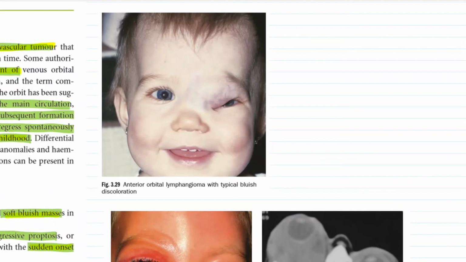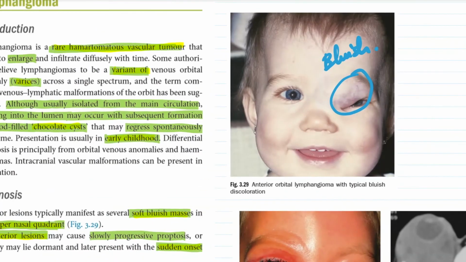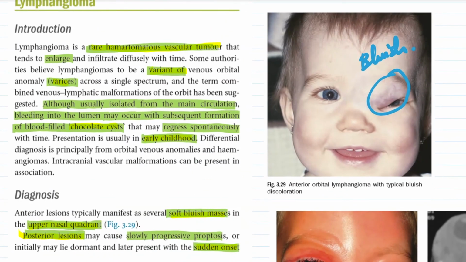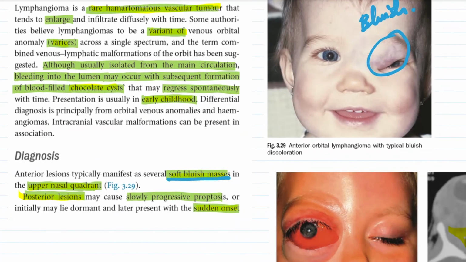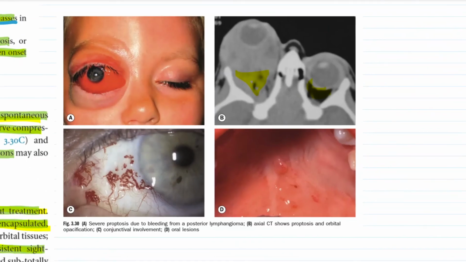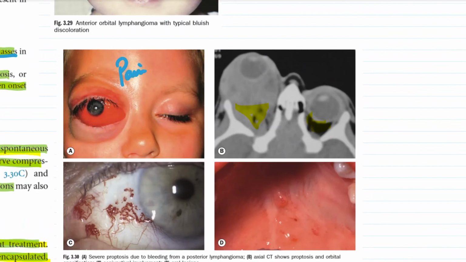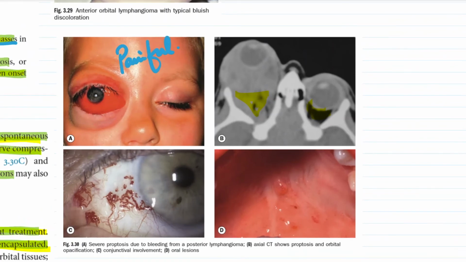So this is a diagram that shows an orbital anterior lymphangioma with typical bluish discoloration. So that is one of the key points that we had studied earlier. They present as soft bluish masses. Now moving on. This is a severe painful proptosis due to a posterior lymphangioma. Axial CT shows proptosis and orbital opacification. Conjunctival involvement, and this is an oral lesion, as it also sometimes affects the oropharynx.